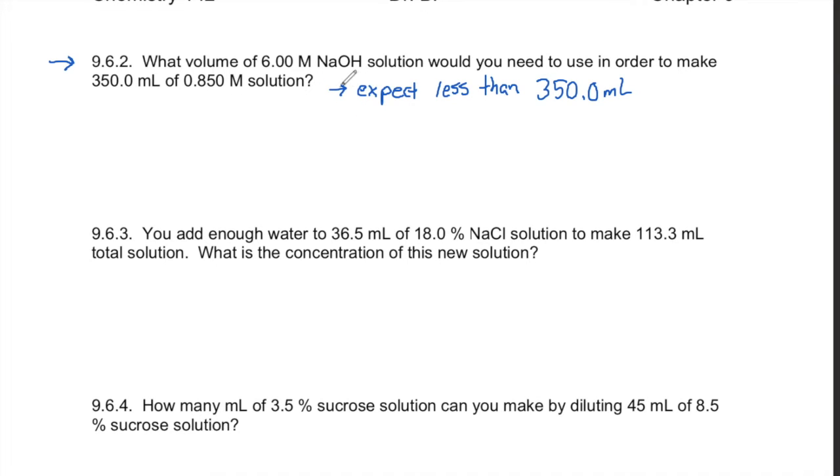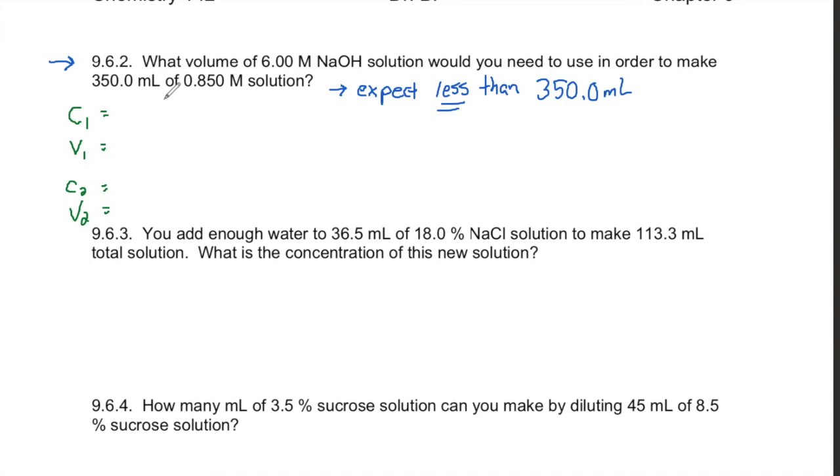So if we're trying to dilute something to get to 350 milliliters, then what we're starting with should be less than 350 milliliters because we're adding water and we're ending up with 350 milliliters. If we started with more than 350 milliliters and we added water, we're not going to get to 350 milliliters. So this is just what I mean by making a prediction. And then if our answer is not less than 350 milliliters, we can take another look at what we did.